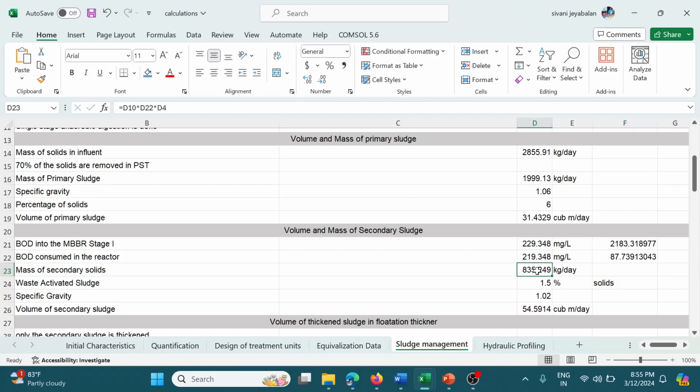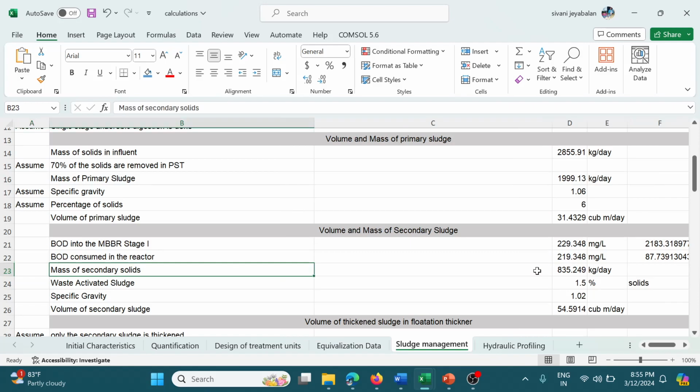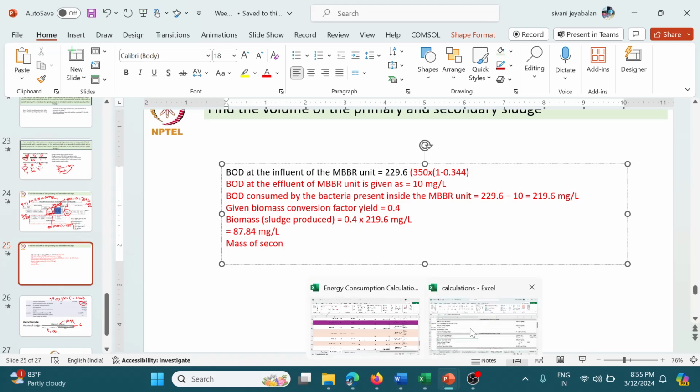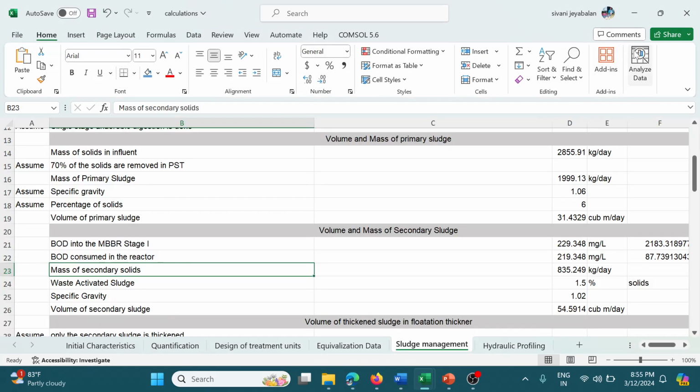Now you find the mass of the secondary solids produced, in mg per liter. So convert it. This is concentration, right? If you have to find the mass, then you have to multiply it by the flow, 9.52. Just multiply and tell me the mass. 836.24. Correct, I'm getting 835.